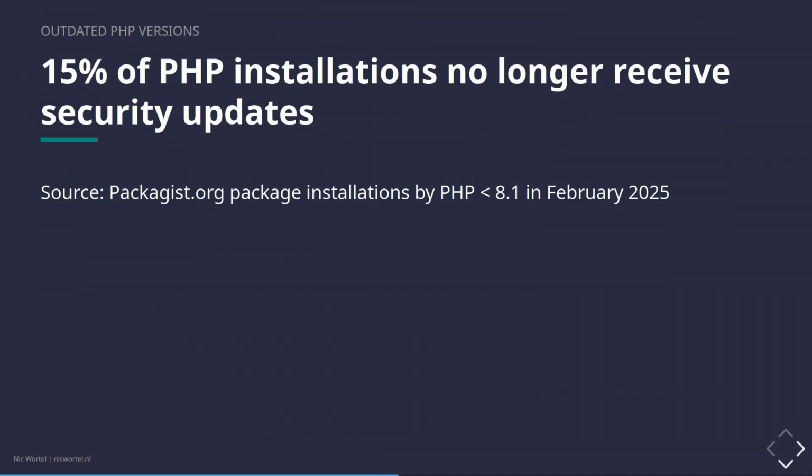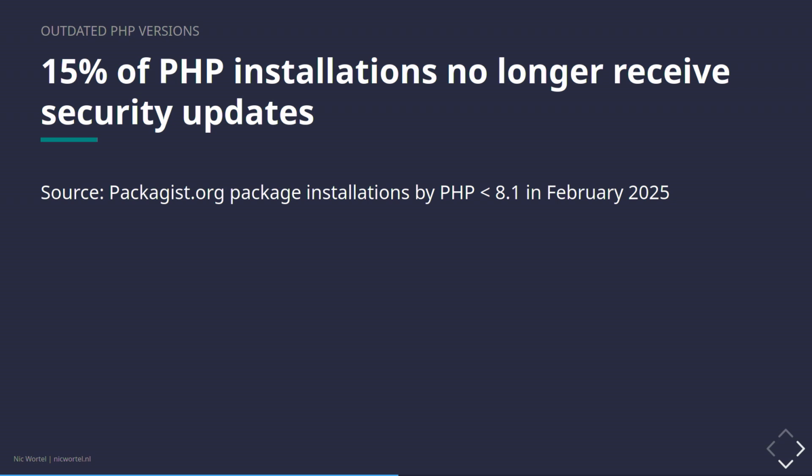This statistic is not from my own research, but I pulled it from Packagist.org. So in February of this year, 15% of the PHP installations were outdated versions of PHP that no longer receive security fixes. Currently, 8.1 and 8.2 receive security support, and 8.0 and older do not.